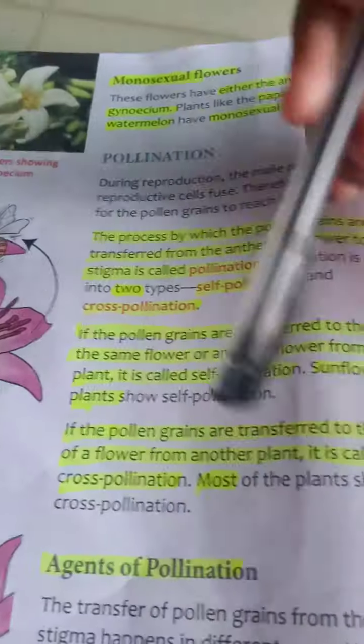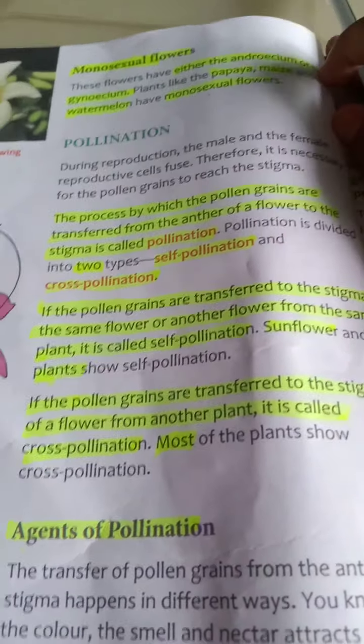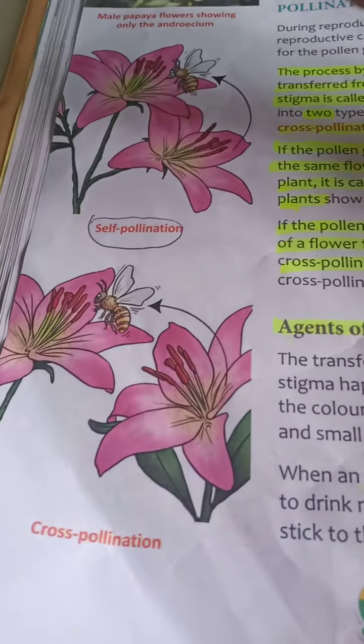Okay, so that is the main thing. Now cross pollination, most of the plants show cross pollination. So what is cross pollination? Now we have to understand it by this diagram.